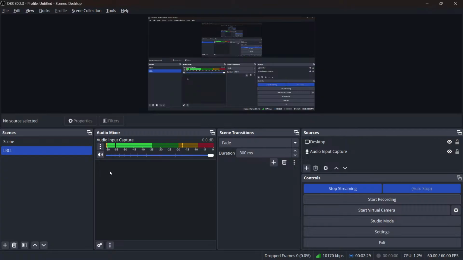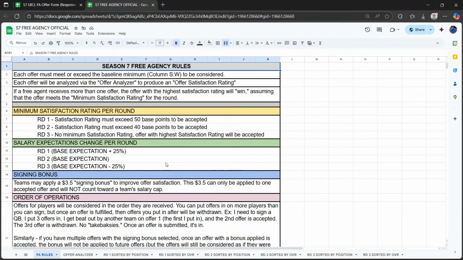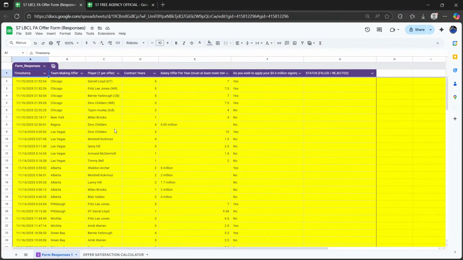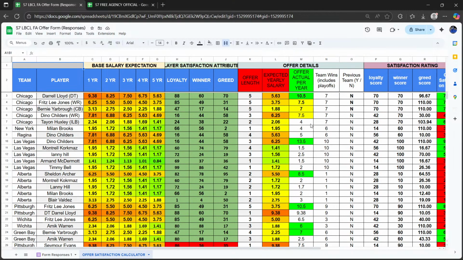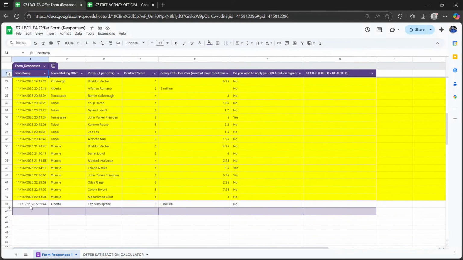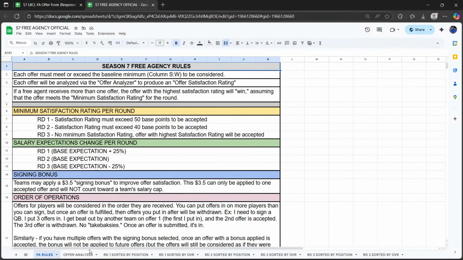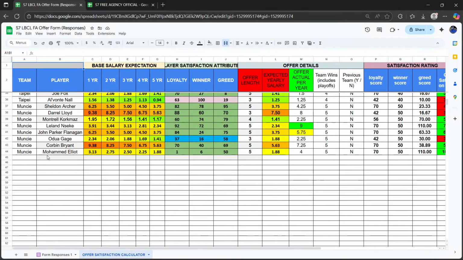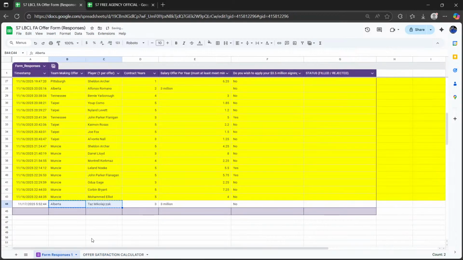All right, so let's get into the sheets. Yellow means that I've already transferred it over to the office satisfaction calculator. I'll kind of just talk about this as I go through it so that you can see why the players made the decisions that they made. But there is one offer that came in today, so I thought that I would leave that as the example of how I've been doing this. So we go into the office satisfaction, we go like that.